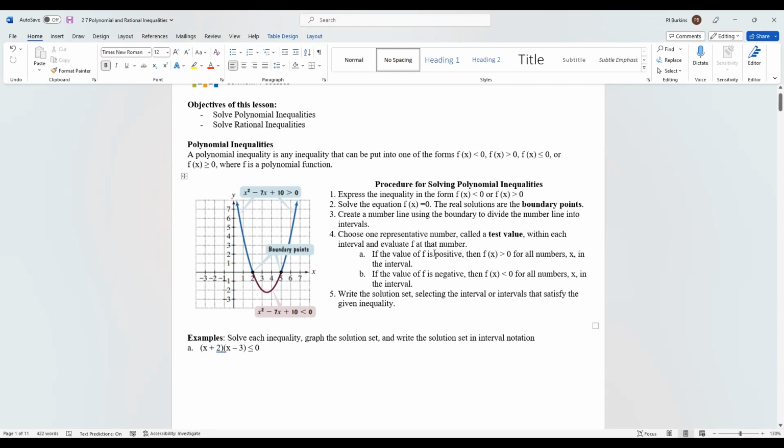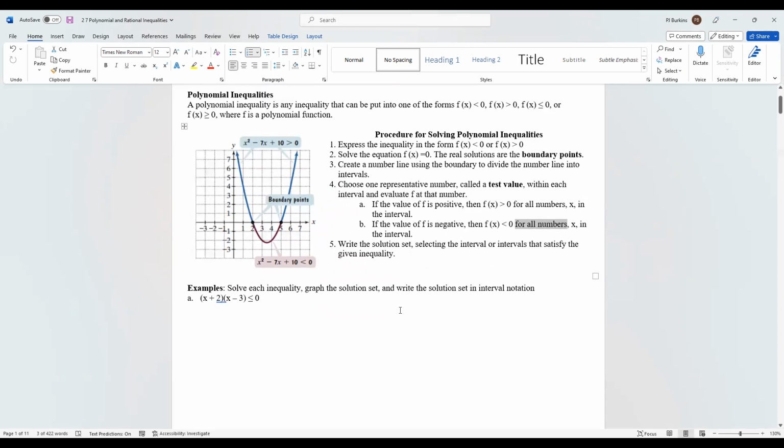If the function is positive, then for all numbers x that are in that interval, the function is positive. If you get negative for the particular value that you plug in, then the function is negative for all values x in that interval. The final part is to write the solution set, which is really just going to be in interval notation.